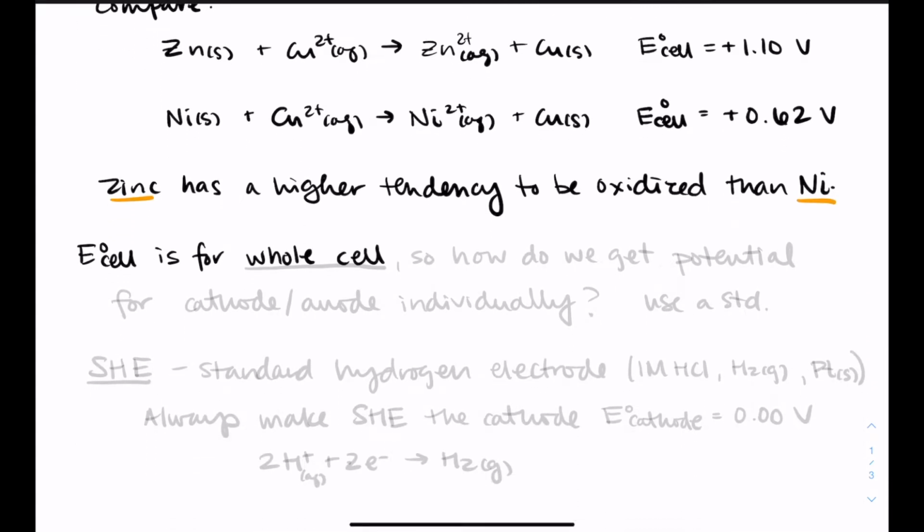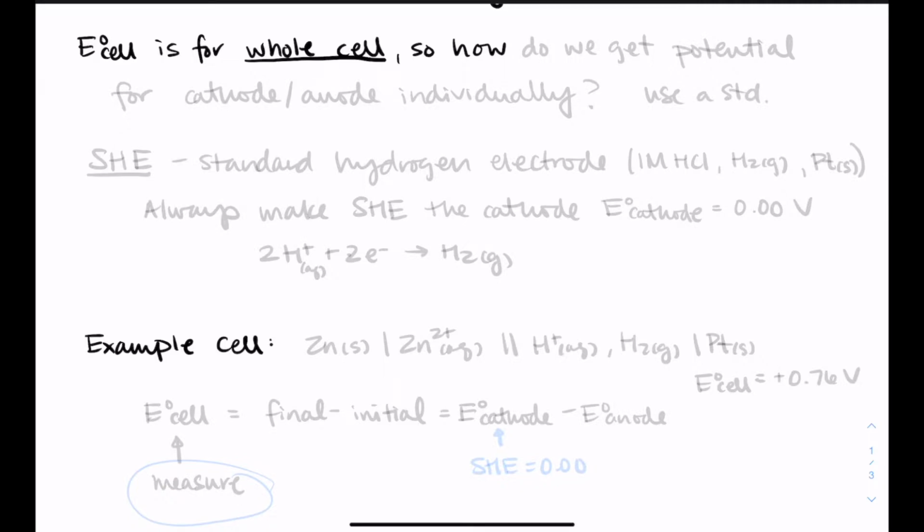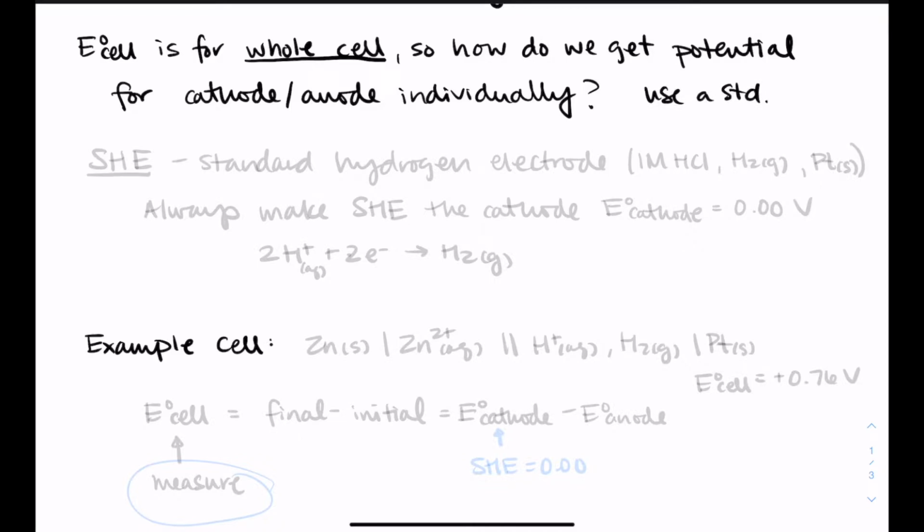So this standard cell potential is for the whole cell. It's for the entire thing. It's for that whole reaction, the entire thing together. But if you've looked in the appendix, you know that cell potentials for the cathode and anode exist individually. So the question is, how do we get those? We get them experimentally, and we get them by referencing them against a standard.